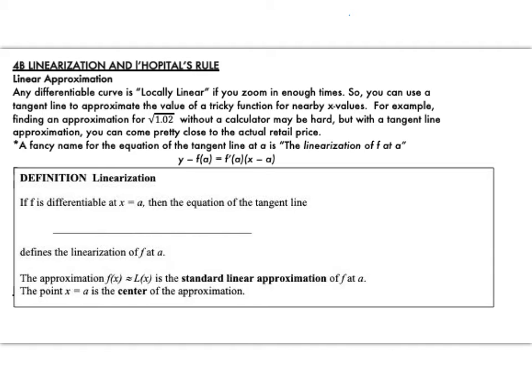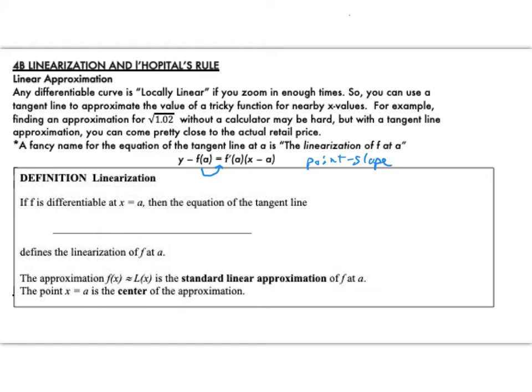And a fancy name for this equation of the tangent line is the linearization of f at a. As you take a look at what we have written here in the box, y minus f of a is equal to f prime of a times x minus a. Well, this should look really familiar. This is point slope form that we have spent a lot of time working with over the course of this particular term so far. So if I wanted to get the linearization, then all I needed to do is move this coordinate over to the other side. That's going to give me what the linearization is.